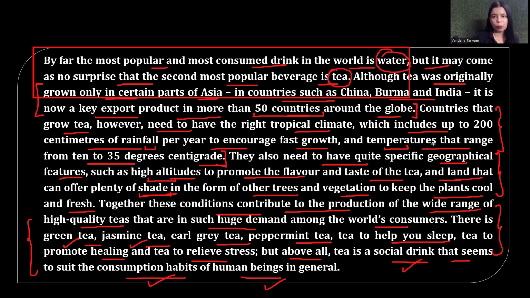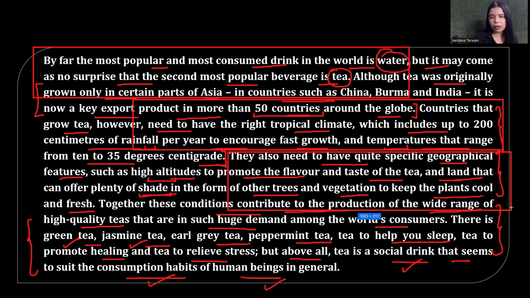It's the second most popular beverage. Then the second chunk would be this one, where this text talks about the climate, rainfall, and stuff like that. The third chunk here would be the geographical features that are required to grow tea. And then finally, a huge variety of tea that we have, that is available to us.